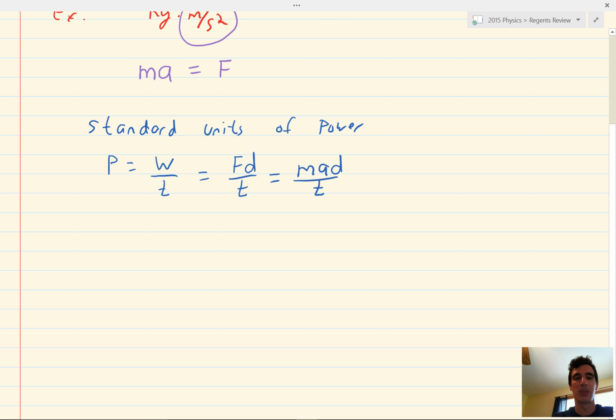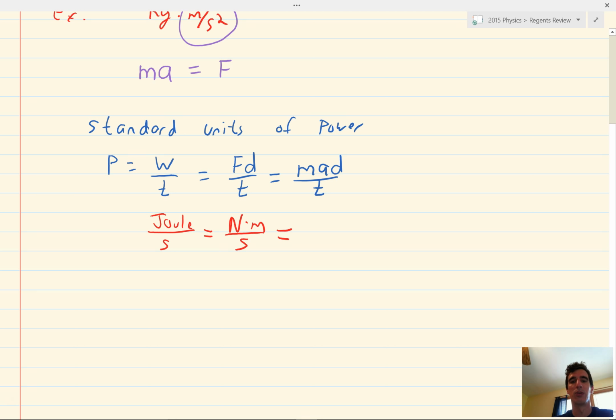For work, the units of work are joules, and the units of time are seconds. So one standard unit of power could be joules per second. But work we know is force times distance. Force is a newton, distance is a meter, and time is still seconds. So another answer could be newtons times meters per second.